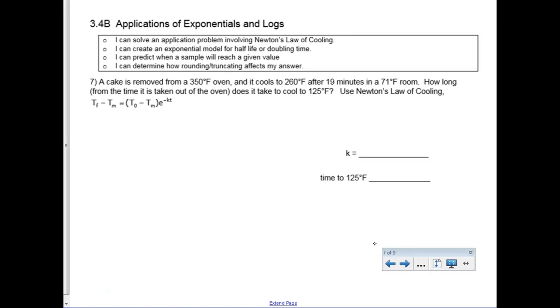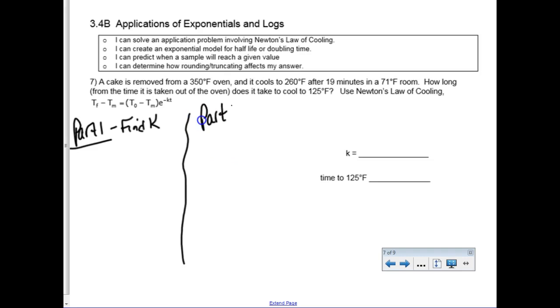Oh, everyone's favorite, Newton's law of cooling. So remember, these are the questions that have 2 parts. So part 1 is where you're going to calculate to try to find k. And then you're going to use k in part 2, where you're going to find a t.